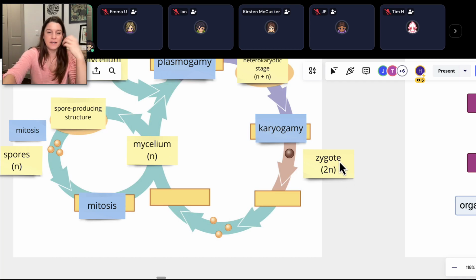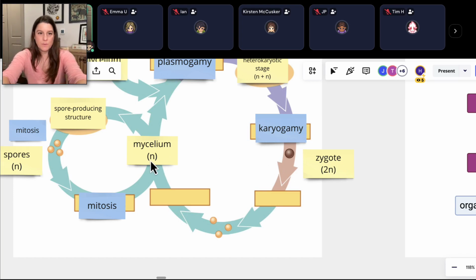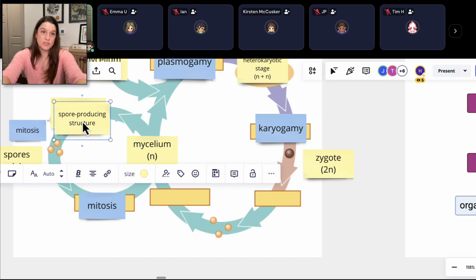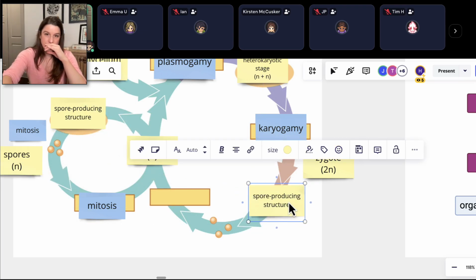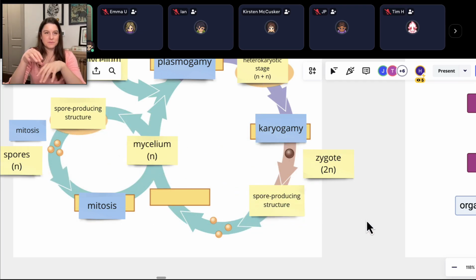So the zygote is going to need to make some spores, because the spores are what can form a mycelium. Zygotes can't form mycelium. So what we're going to have to do is make a spore-producing structure. It's not going to divide into it or anything.